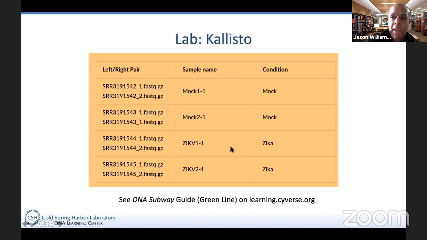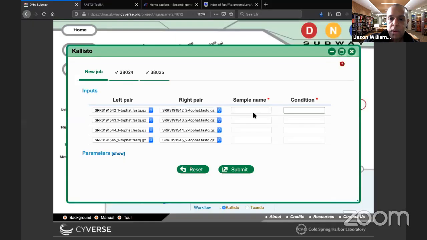And what I would recommend is that if you're watching this video, go ahead and do it so that you're prepared for the next video according to this chart. And that's also on the DNA Subway guide at learning.cyverse.org. Let's go back to Subway and enter this. So I believe it's going to remember. I'm going to say that this is Mock 1, Mock 2. Thankfully, it remembers, so I don't have to type this up. These are both Mock, and this is Zika.